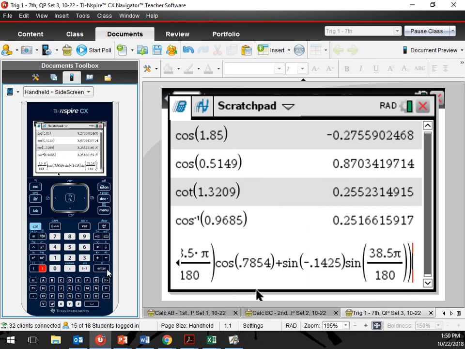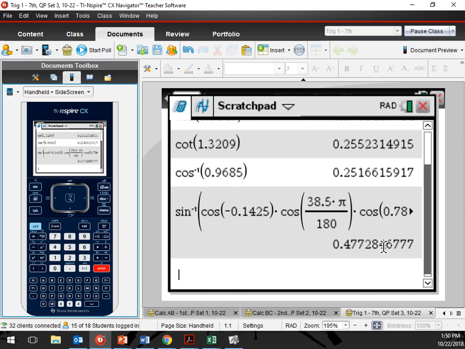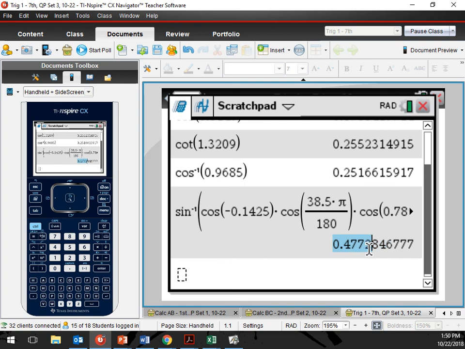Wait, please tell me that was it. I did something wrong. There you go. Oh, it's 0.477. Oh my god, it divided everything. 0.4773. Pretty easy. So 0.4773, that's my answer in radians.